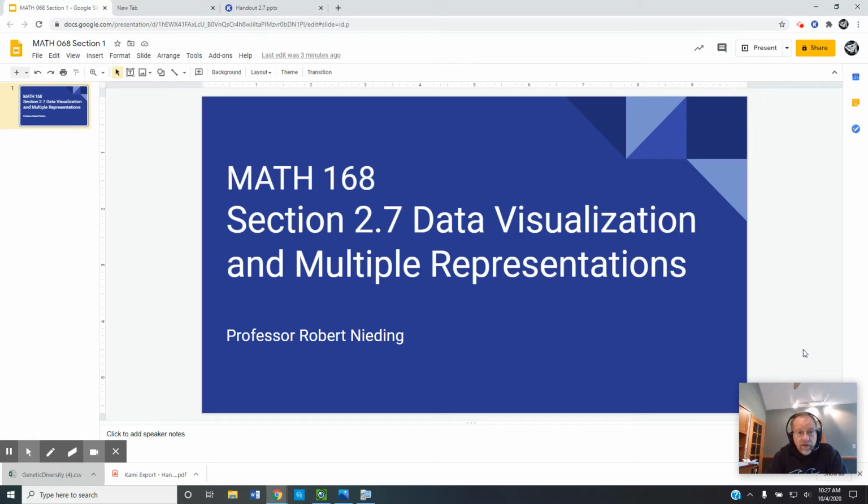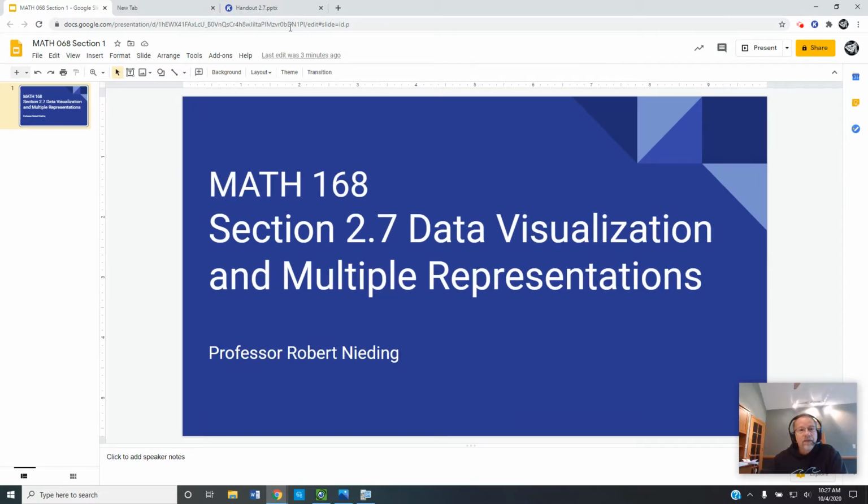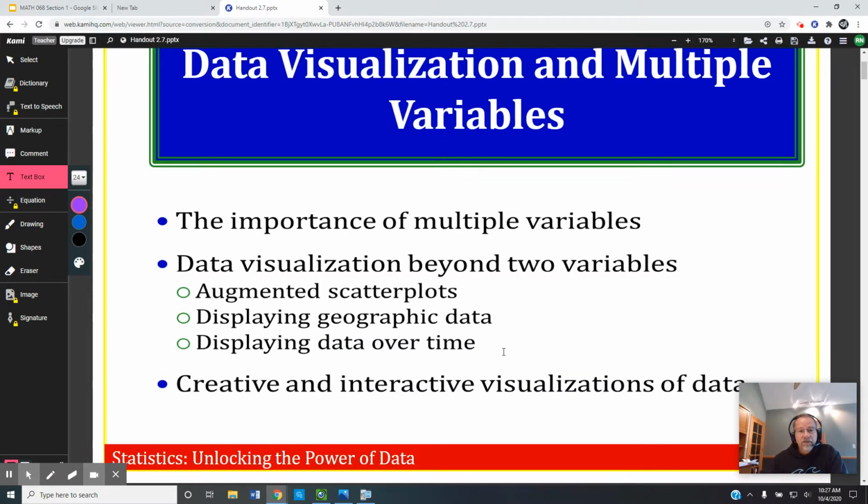In this one, we'll do very little calculating and more looking and talking about things that are of interest to us. And I'm going to get rid of those things that were in my way right there. So one of the things that we want to look at inside this section is the importance of a multivariable. And inside of a multivariable, we have different ways of visualizing. For instance, we have these things called augmented scatter plots. We have geographical data, and we have data over time.